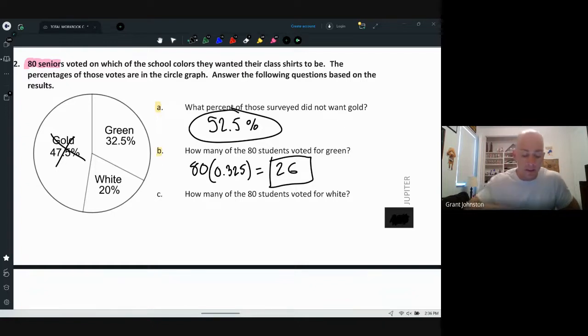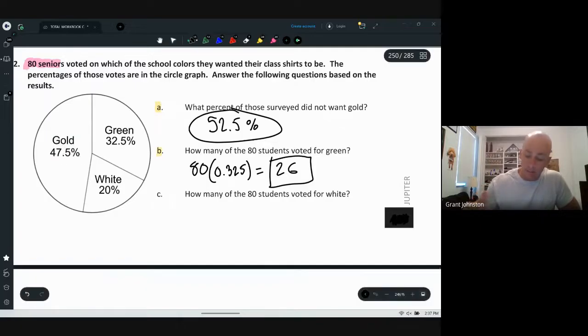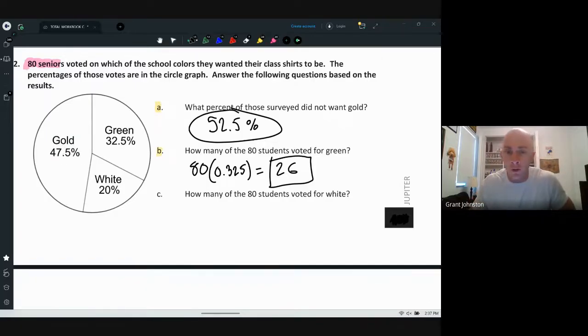Okay. So that's how you calculate that. So I'll let you do C. It says how many of the 80 voted for white. So just do it just like I did for green there.